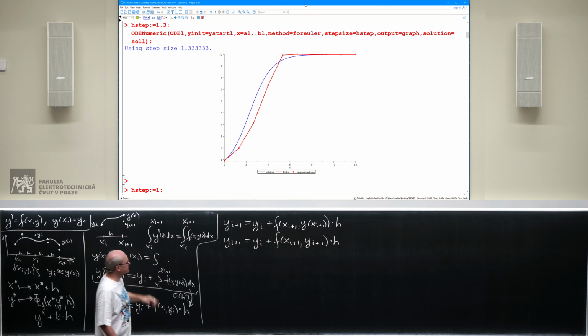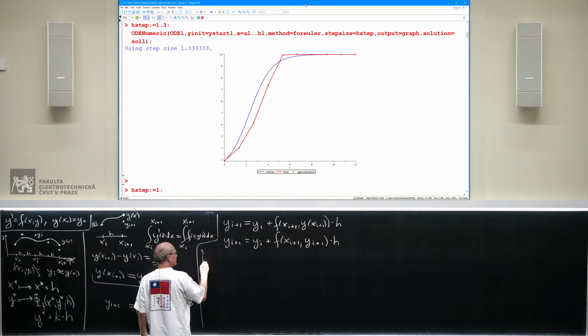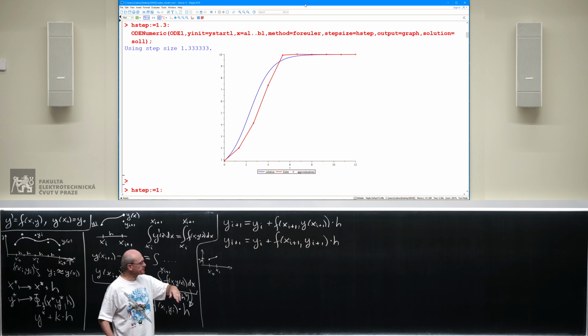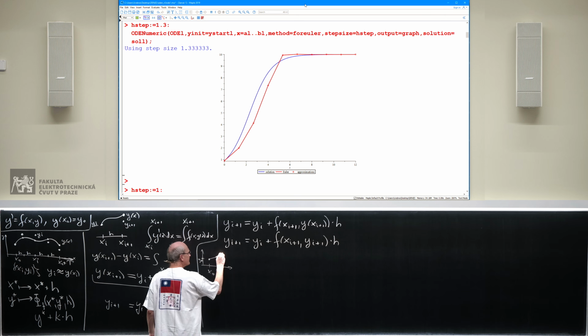Let's return to the general setup. So we are starting at point (x_0, y_0), and then we use this formula to generate the next point at time, in quotation marks, x_1, and then we use it to generate the next point, and so on.